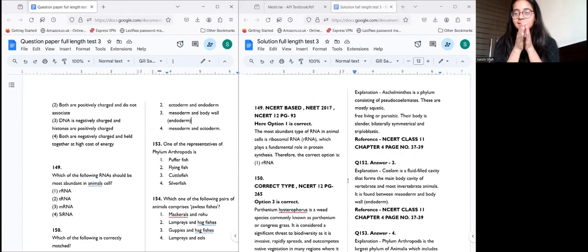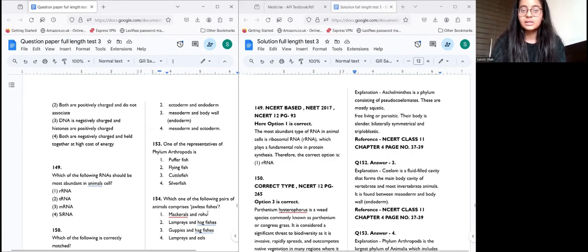Now, if the coelom is absent, it is known as an acoelomate. If the coelom is present, it's known as a coelomate. What's the pseudocoelomate then? If the coelom is present scattered, like in pouches, it's known as pseudocoelomate. It's present, but it's present in patches. So what's a pseudocoelomate? It's Aschelminthes.